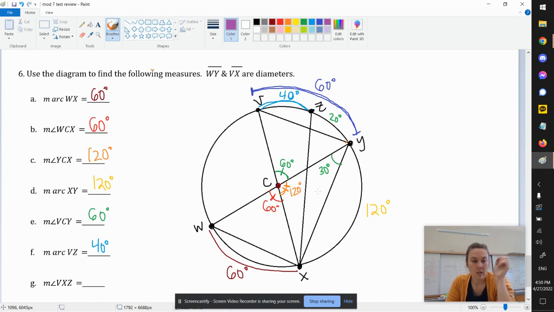And then the last one, VXZ. VXZ is this angle. This is an inscribed angle for 40, so it's going to be half of 40. Again, when I say inscribed angle for 40, I mean the 40 arc started at V and ended at Z, and this angle also started at V and ended at Z, but instead of being pulled to the central, like a central angle, it was pulled to an inscribed angle. It was pulled to the back of the circle. So it's half.